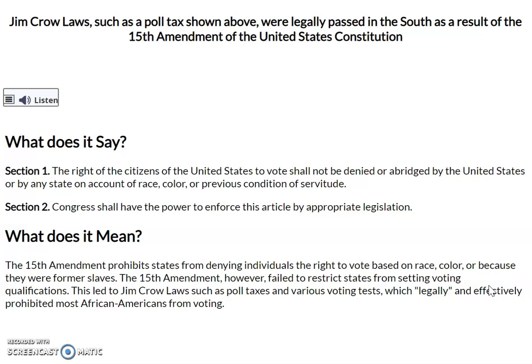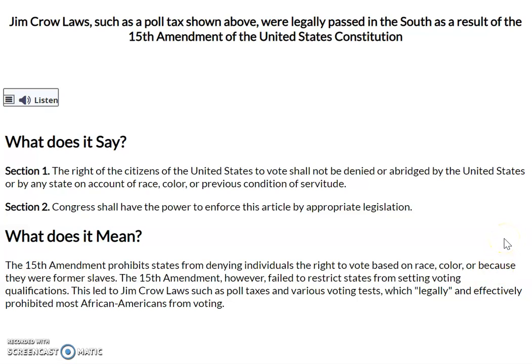Let's see, what does the 15th Amendment actually say? So there's two sections. Section 1, the right of the citizens of the United States to vote shall not be denied or abridged by the United States or by any state on account of race, color, or previous condition of servitude. Section 2, Congress shall have the power to enforce this article by appropriate legislation. So what does it mean? The 15th Amendment prohibits states from denying individuals the right to vote based on race, color, or because they were former slaves. The 15th Amendment, however, failed to restrict states from setting voting qualifications.